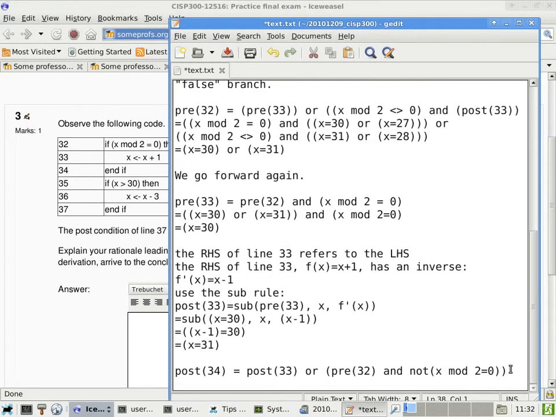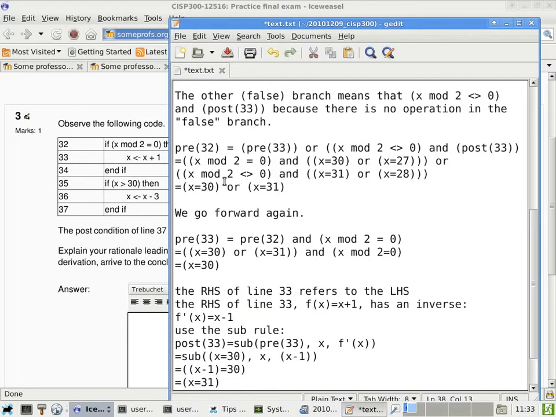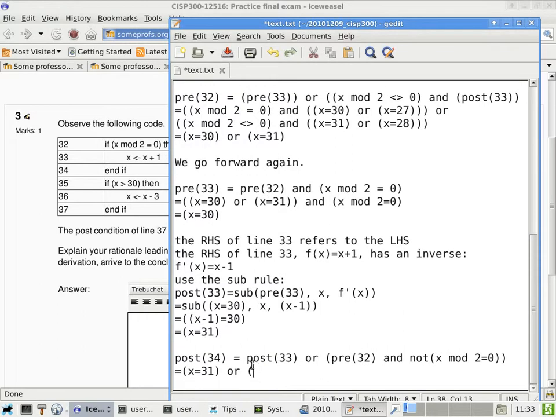And then you just go ahead and simplify this whole thing. Post 33 is easy. Post 33 is just saying x equals 31. What about the other part? What is pre-32? Pre-32 is already kind of done all the way up here. That's pre-32, so we'll just copy and paste the whole thing. So we have x equals 30 or x equals 31 as pre-32.